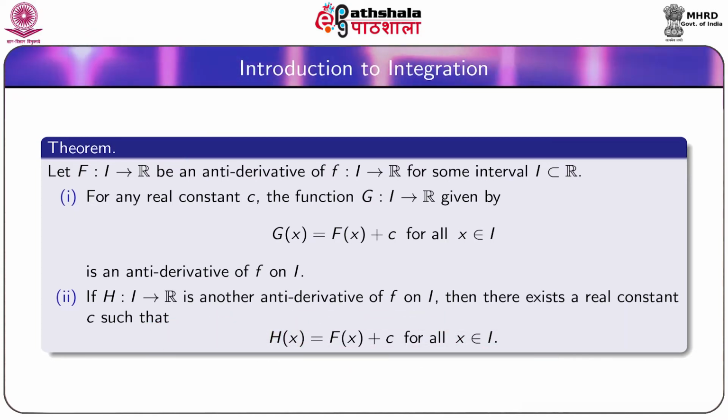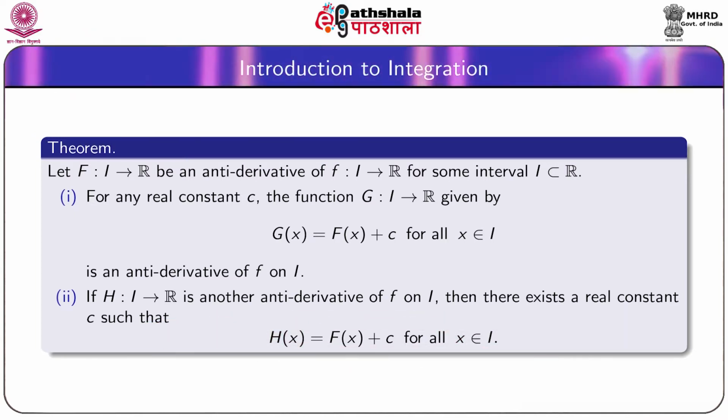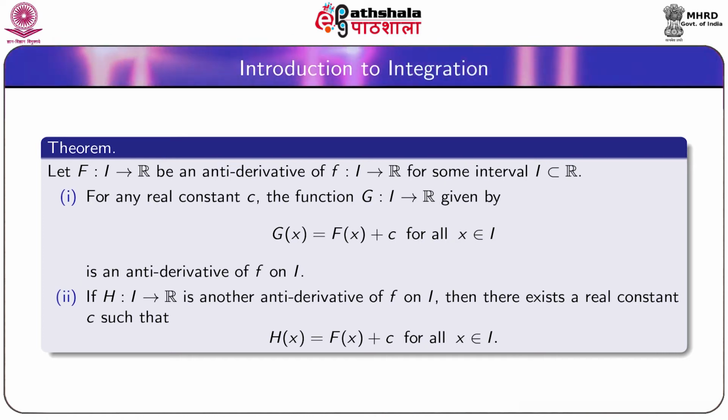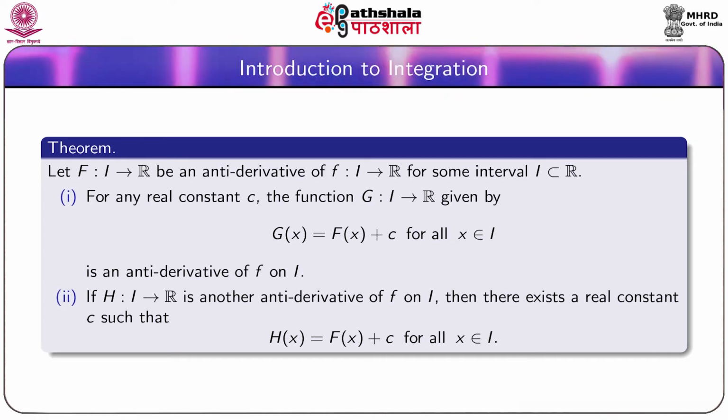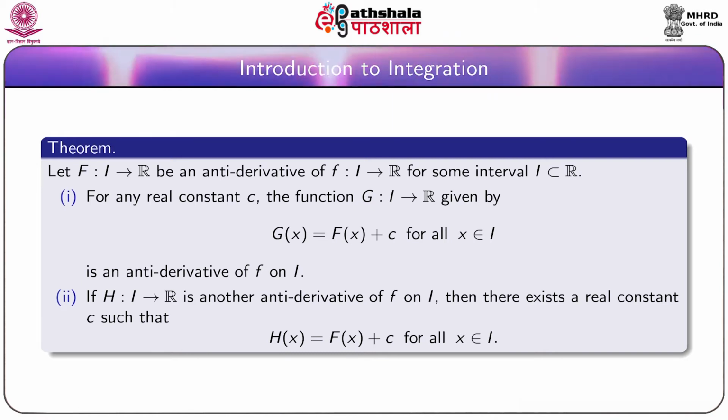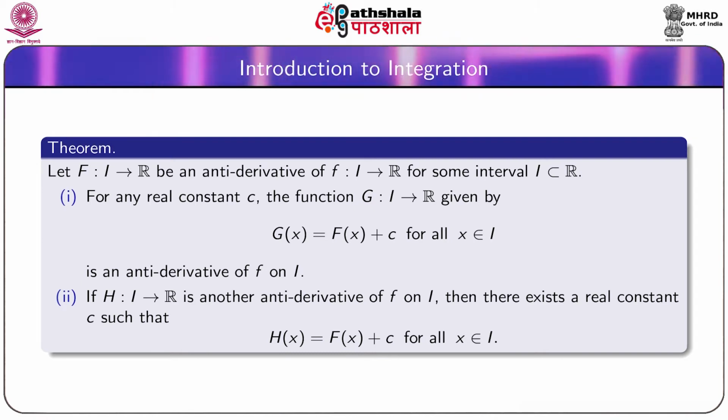In the first case, we start with a constant and then find another function, that is, another antiderivative. And in the second, we assume the existence of another antiderivative and then show the existence of a constant.